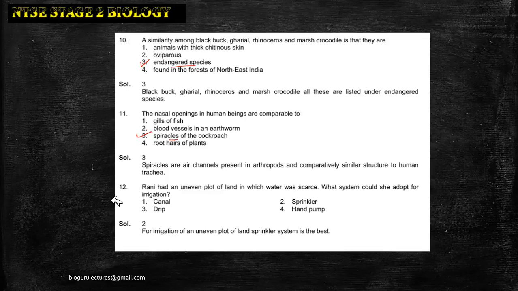Next, question 12. Ronnie had an uneven plot of land in which water was scarce. What system could she adopt for irrigation? So we can see she can go with a sprinkler, and drip irrigation may not be suitable because the plot is not even. If it is even, then she can go with drip irrigation.